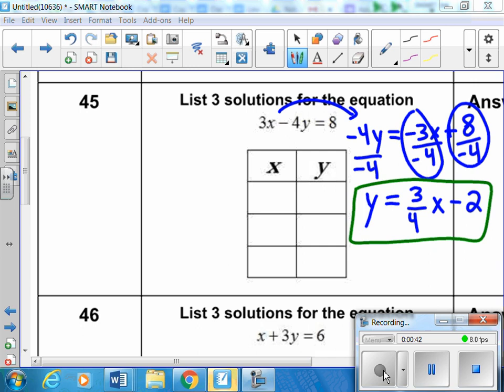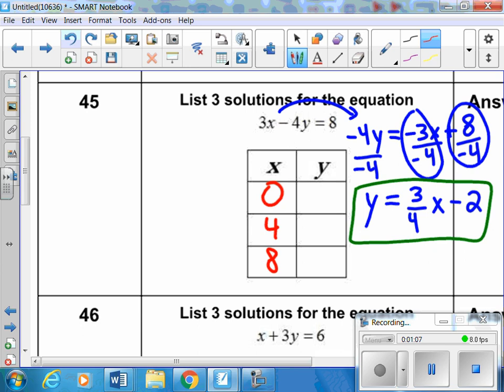But before we do that, I think it's important to figure out which numbers we're going to plug in for x. Due to the fact that when we plug a number in for x, we're going to have to multiply by 3 and then divide by 4. I suggest you plug in numbers that are divisible by 4 to avoid fractions or decimals. So if we plug in numbers that are divisible by 4, let's go with 0, 4, and 8.